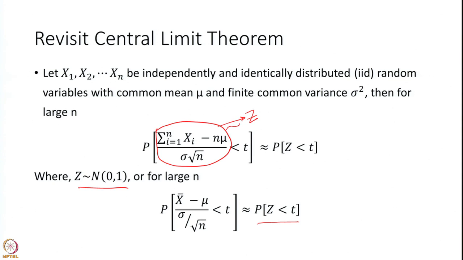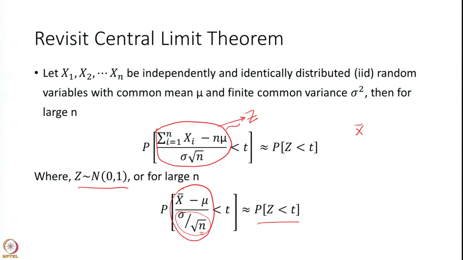Now let us look at this quantity very carefully. As n tends to infinity, the sigma over square root n becomes smaller and smaller, and therefore it actually means that x bar comes closer and closer to mu. So with reference to the present understanding of random variable and population, we can say that the sample mean comes closer and closer to the population mean.